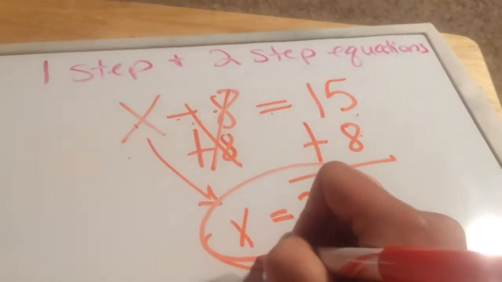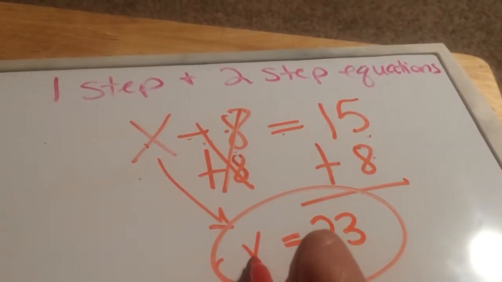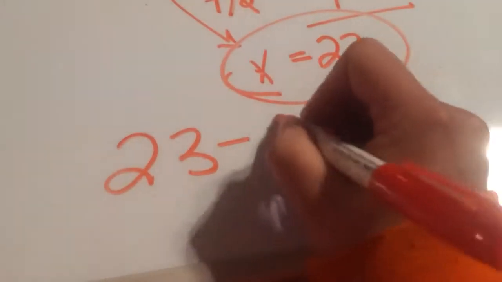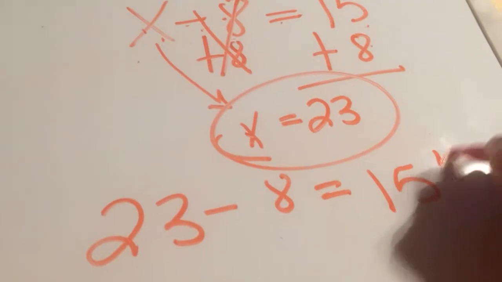X equals 23. That way you should be able to take the x value and put it back in here. So we have 23 minus 8 equals 15. And that checks out. So that is good.